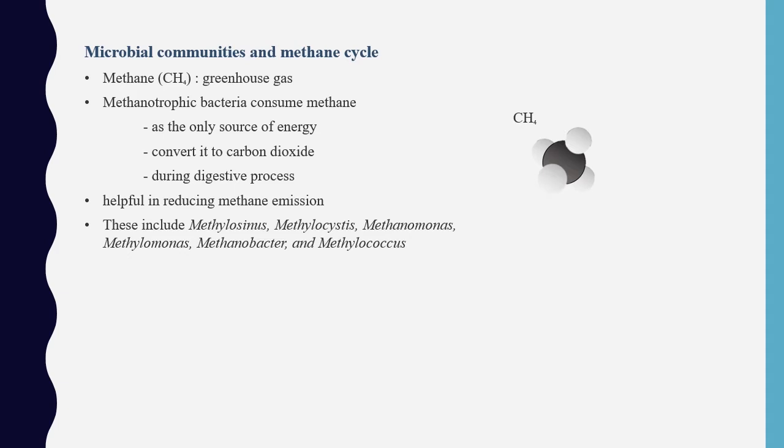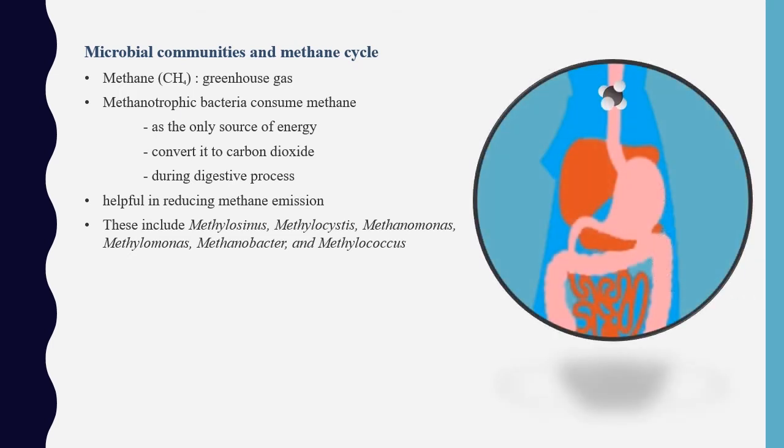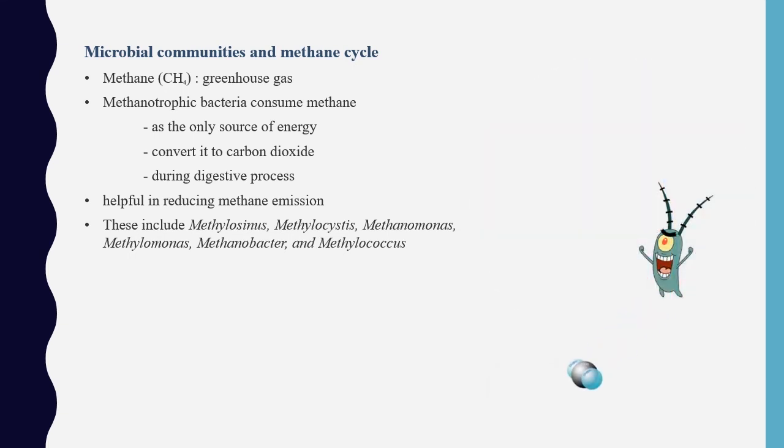Secondly, microbial communities and the methane cycle. Methane is a greenhouse gas that most of the time enters the atmosphere because of microbial action. Methanotrophic bacteria consume methane as their only source of energy and convert it to carbon dioxide during their digestive process. These bacteria can consume huge concentrations of methane, which is helpful in reducing methane emissions from methane-producing factories and landfills. These include Methylocinus, Methylocystis, Methanomonas, Methylomonas, Methylobacter, and Methylococcus.